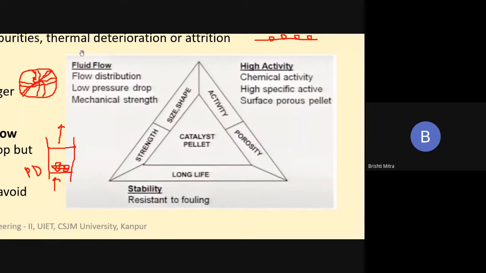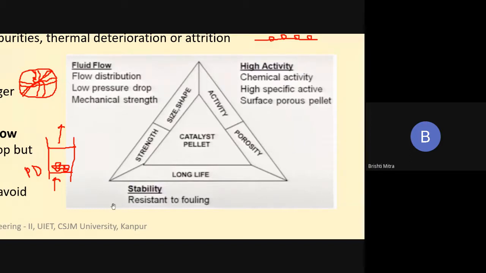Then comes the flow distribution. Flow distribution essentially means that your flow should be distributed properly. Again, when I'm talking about these particles, each of the flow should be distributed evenly through the channels. There should be low pressure drop so that energy is conserved, and the mechanical strength should be high. I've just discussed each one of them.